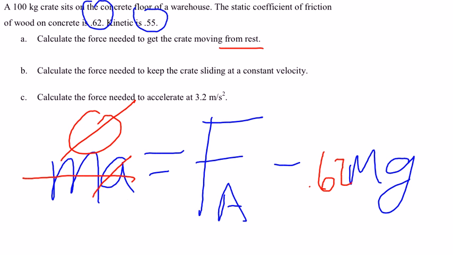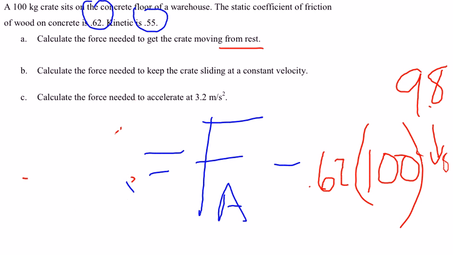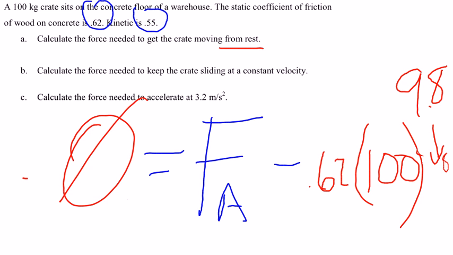Shazam! Okay, then we have our mass. The mass of the crate is 100 kilograms. Bam! And 9.8 is g. So all we're going to have to do is our algebra. We're going to have 0 on one side. Okay, that whole side is 0, equal to the force applied minus 0.62 times 100 times 9.8. So all you're going to do is add it to both sides, and you'll get your force applied and get your answer for A.